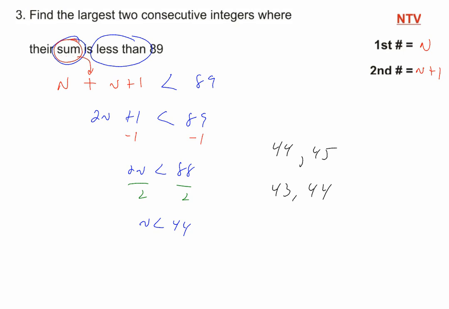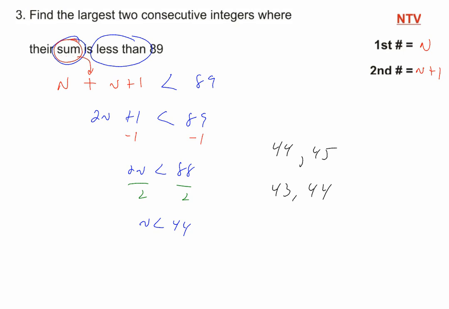Of course, the majority is always correct, right? And how many have 44, 45? 1, 2, 3, 4, 5, 6, 7, 8, 10, 11, 12, 13, 14, 15, 16, 17. And how many have 43 and 44? 1, 2. So what is that, 17 to 2? So it's got to be 44 and 45, right?